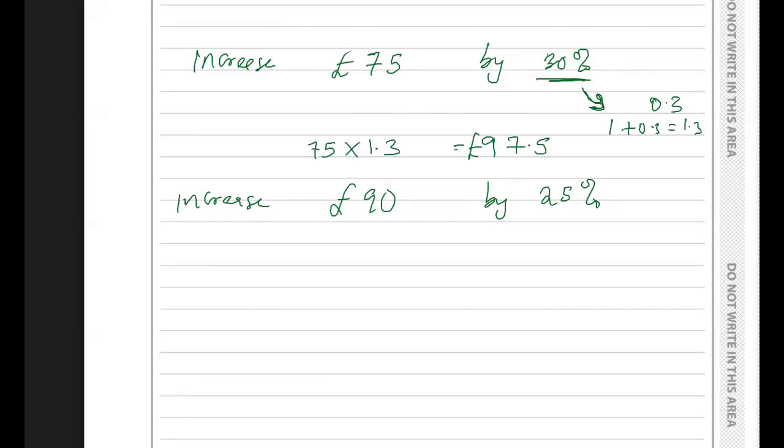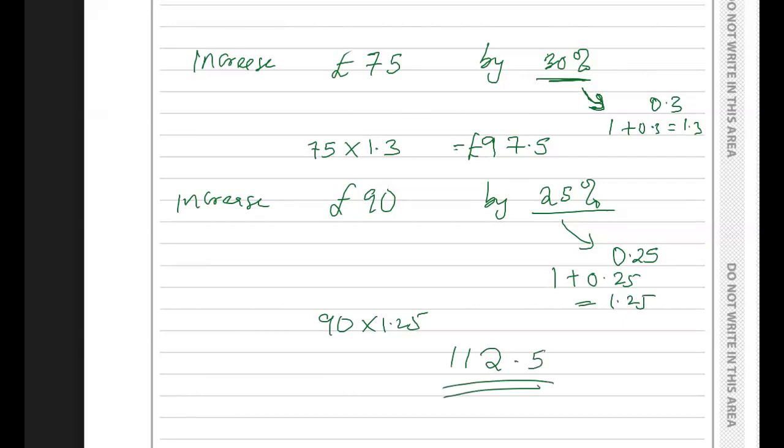Can you try the second one? Let me do the second one for you. Change to a decimal, that gives you 0.25. Then 1 plus 0.25 gives you 1.25. Now multiply 90 times 1.25, and that gives you 112.5. That's the answer. Take note of that, and the recording is available so you can see that.